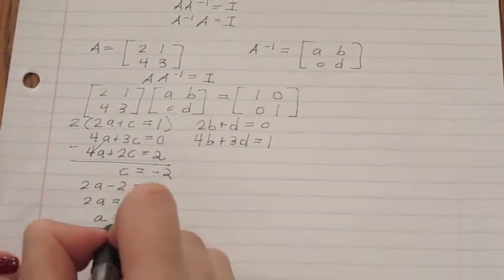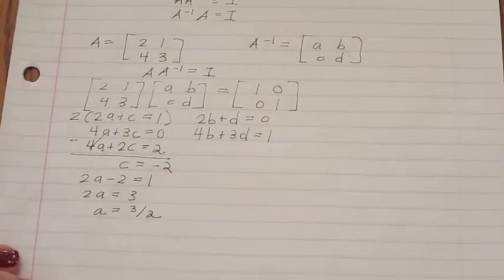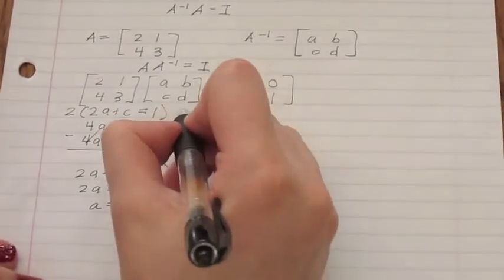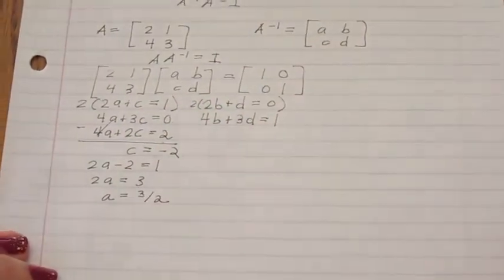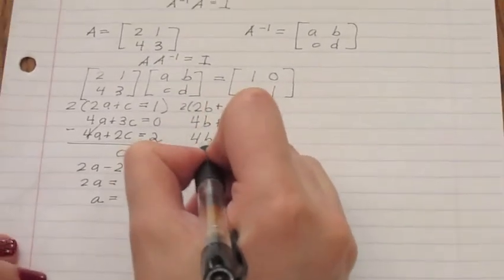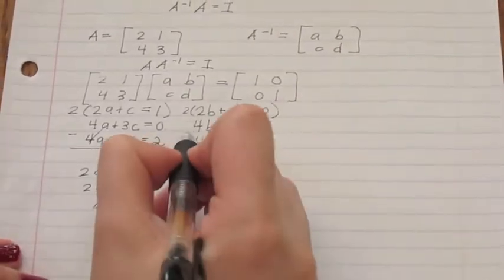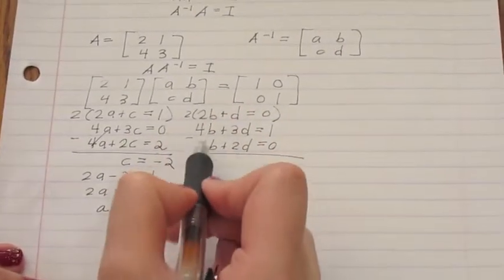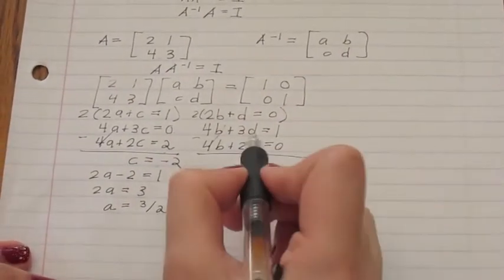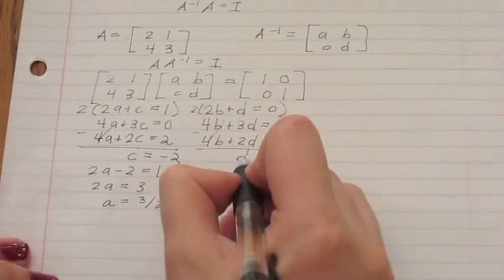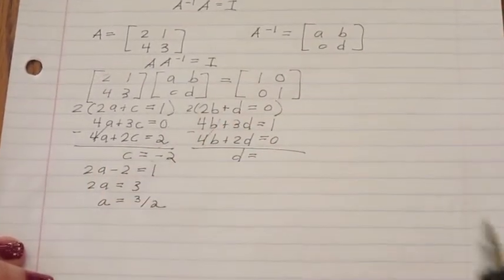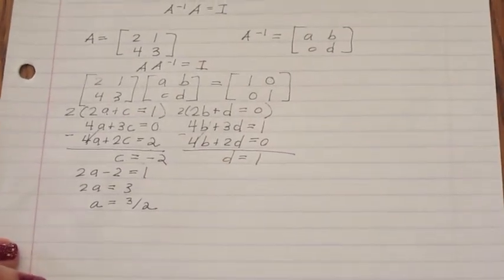So my A is 3/2. Do the same for this. Multiply this by 2 so I can cancel out those B's. 0 times 2 is still 0. Subtract both equations. 4B minus 4B cancels out. 3D minus 2D is 1D. 1 minus 0 is 1. So my D equals 1.